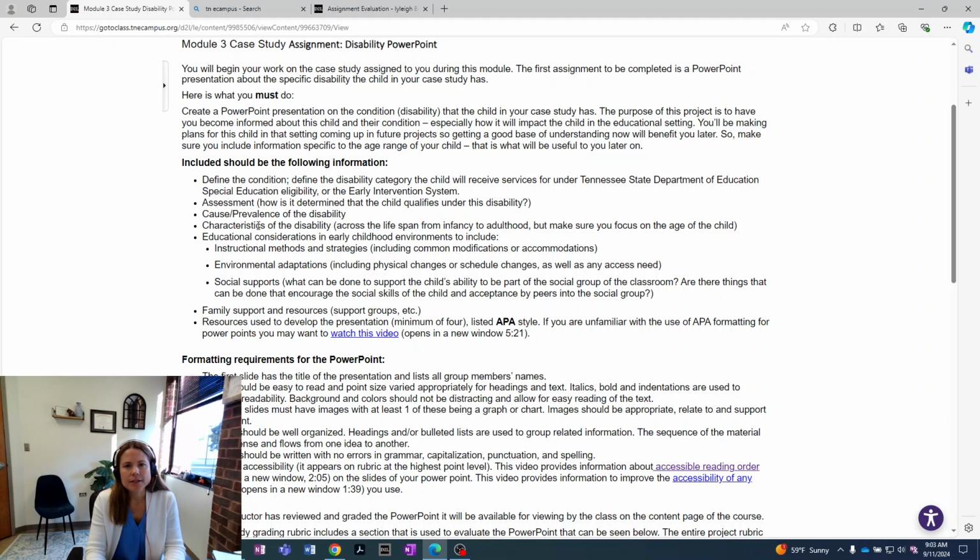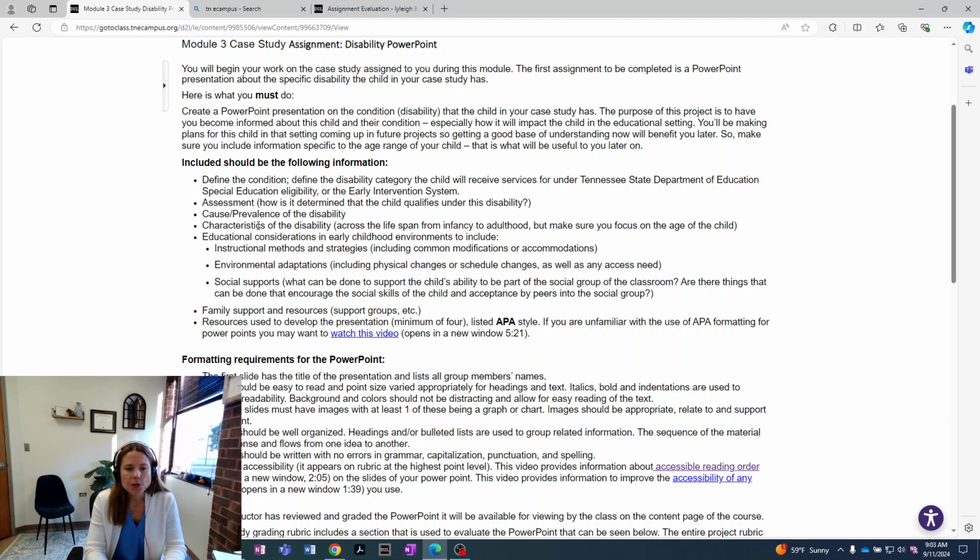Then I want you to look at supports and family support resources, specifically that you could give to the family that has to do with that disability. So it could be a support group, meetings they can go to, any kind of pamphlets you can give them. Maybe there are websites where they could go. So think about what kind of resources are available for that family to support them.